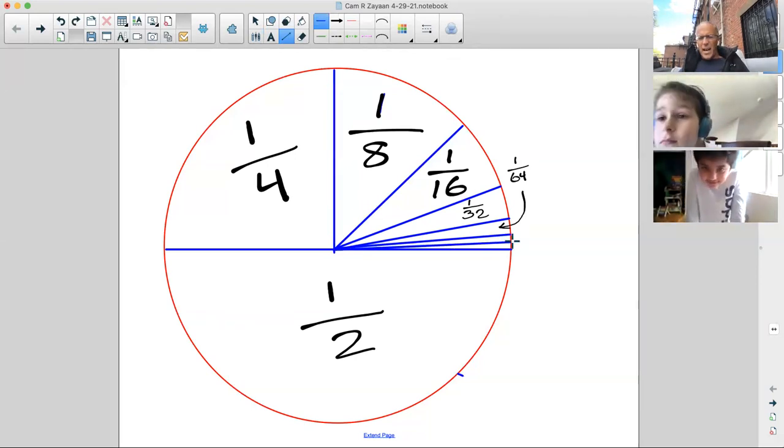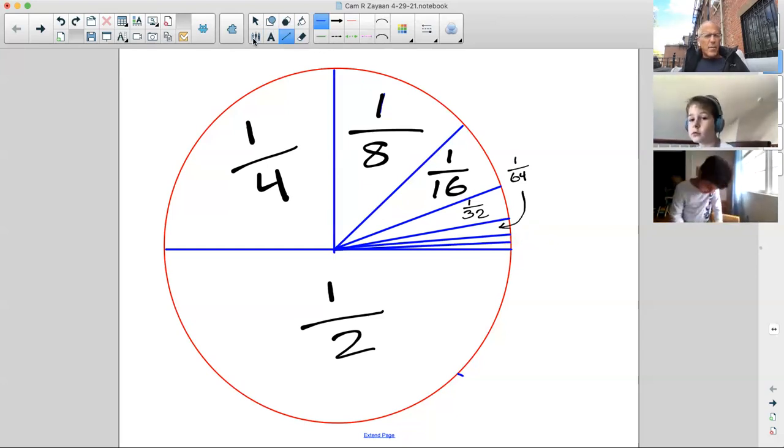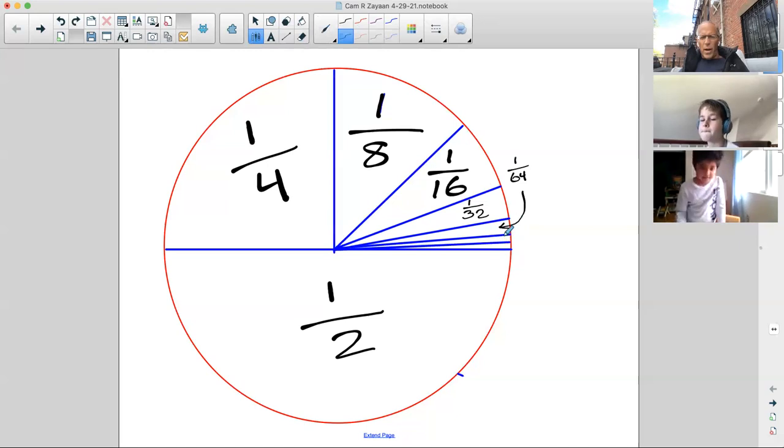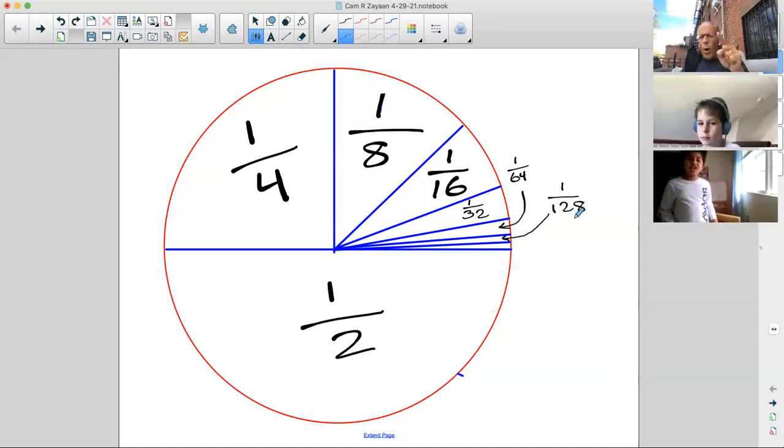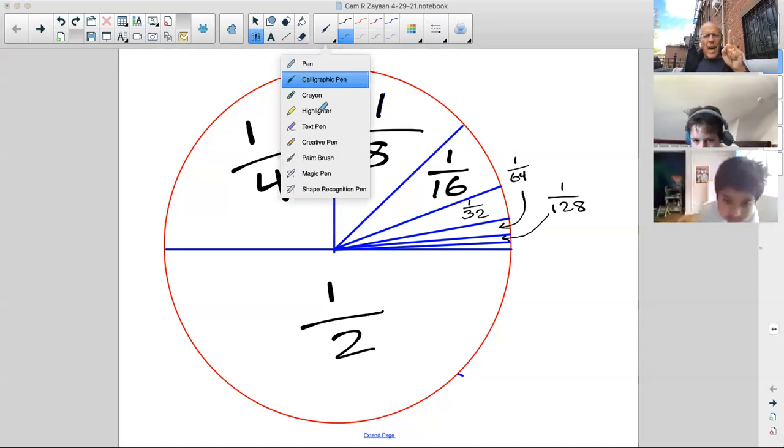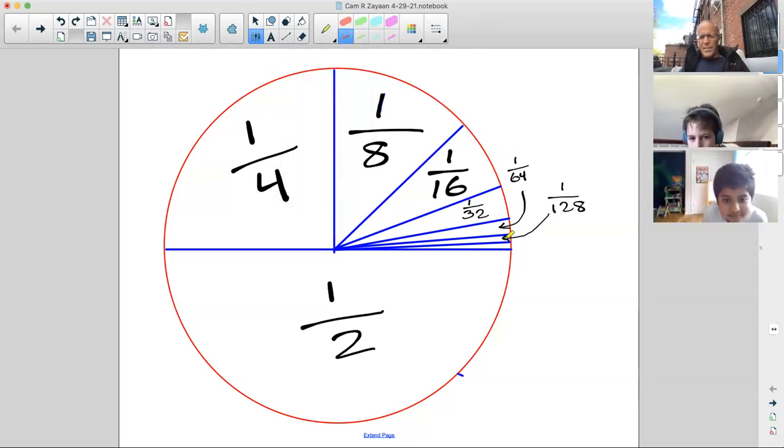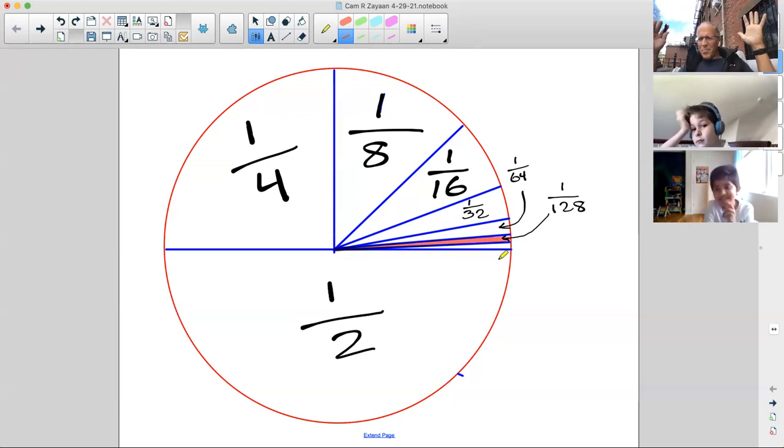Now, Cam, I want you to do this next one. And that might be the tiniest sliver that I can do with this program. But what do you think that is? 1/128. Now, boys, do you know that if I cut up a pizza into 1/128, and I gave you a little tiny sliver, that red sliver, 128 of them would make the whole pie. Isn't that amazing?